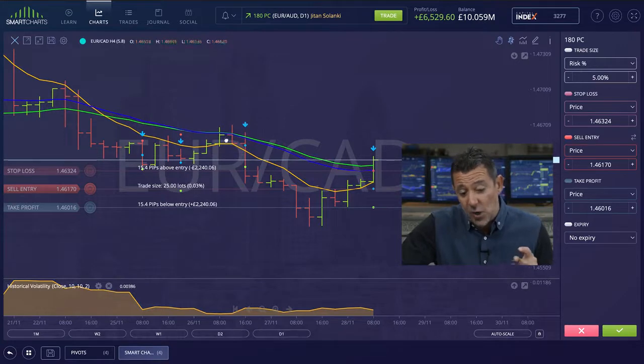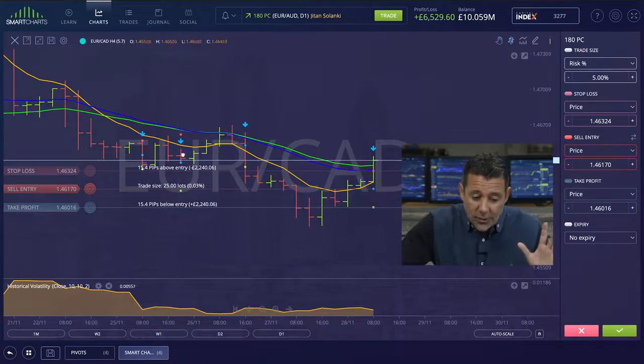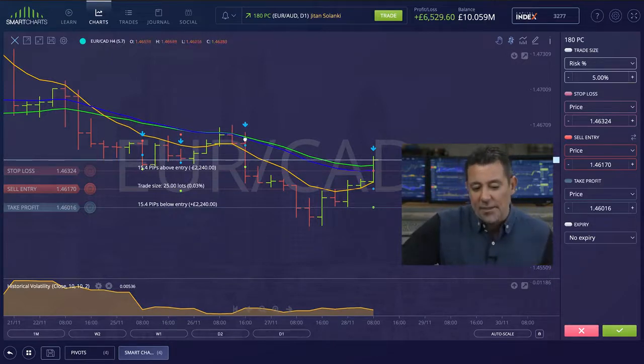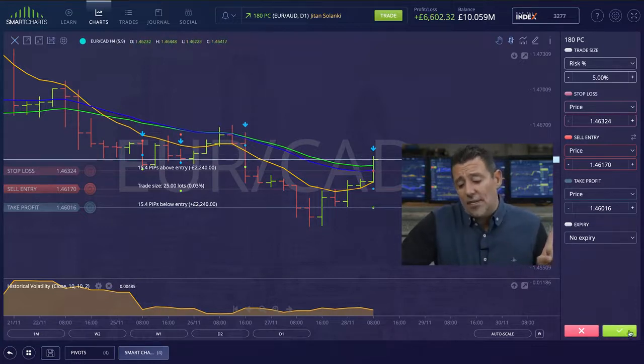You can see the one previous was successful. Wouldn't have taken these ones because they weren't at the right stage of the cycle. I want it coming back to the moving average as it does here. This will very likely be repeated. So I'm going to okay that, and I'll just hit the green button here.